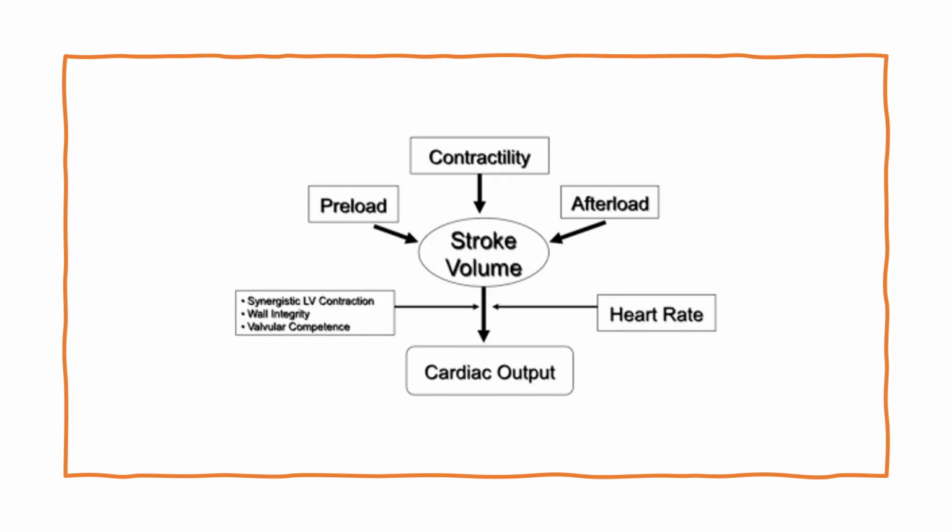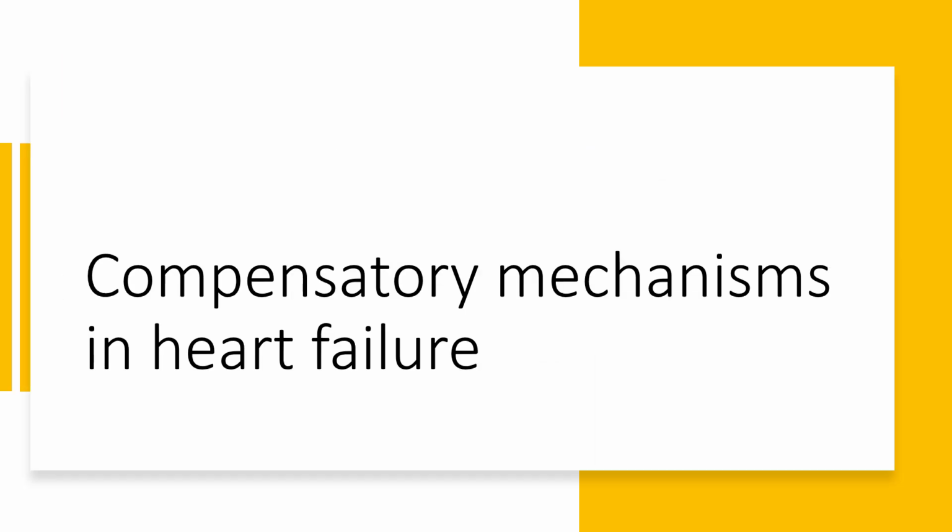So this again summarizes the parameters that can influence stroke volume and therefore cardiac output. So primarily it's the preload, contractility, and afterload. And it's important to keep all of these in mind. Now let's talk about heart failure and the initial compensatory mechanisms that take place to help the heart maintain normal function.